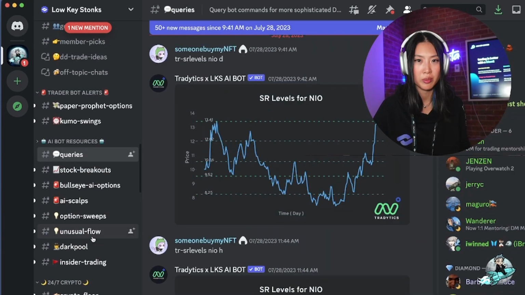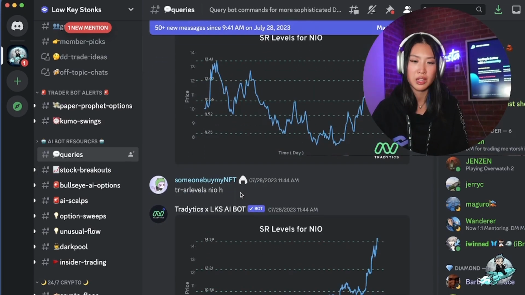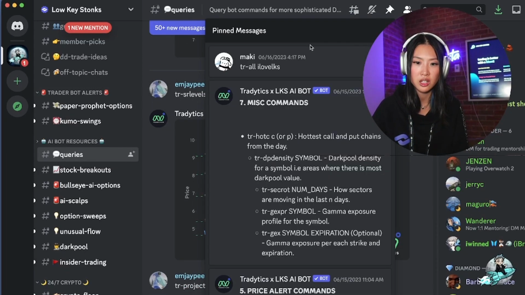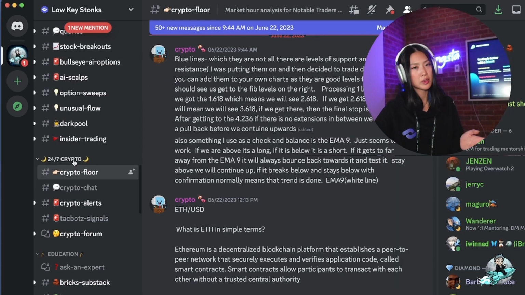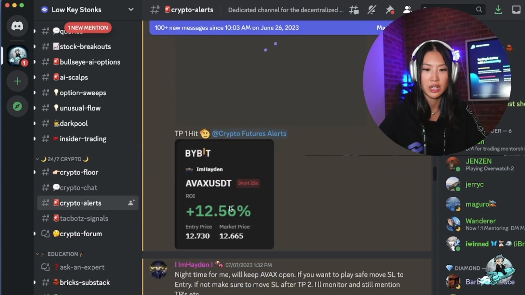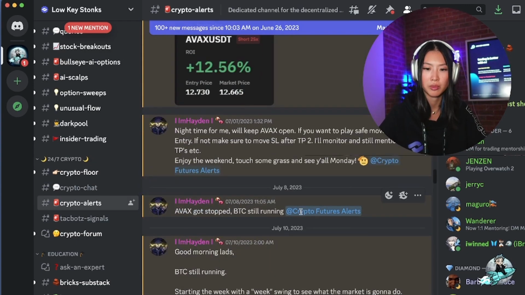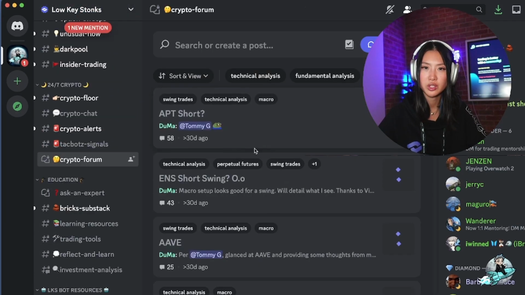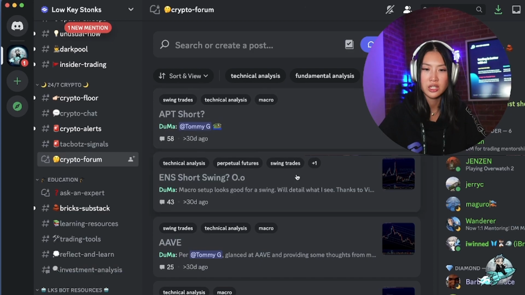The next big category I'm not going to go in depth into, but essentially all of these channels underneath AI bot resources are going to be AI powered analysis and notifications. Queries is going to be an interactive channel where you can find the commands in the pinned messages. Our crypto community is comparatively smaller than the rest of the options and stocks community. We have 2 people alerting in crypto trade ideas at the moment. Again, sign up for the crypto futures alert up here. And then we also have a crypto forum for any questions or trade ideas.